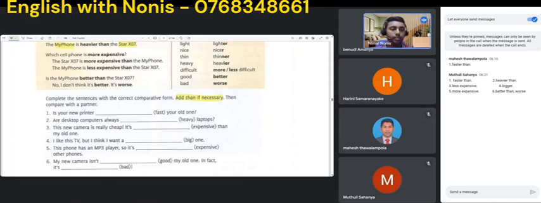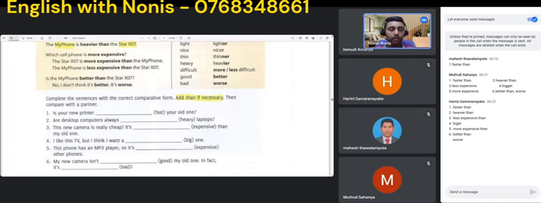Motuli has sent the answers. Faster than, heavier than, less expensive, bigger, more expensive, better than, worse. Yeah, Mutuli, one small mistake is there. Other than that, all the answers are correct.